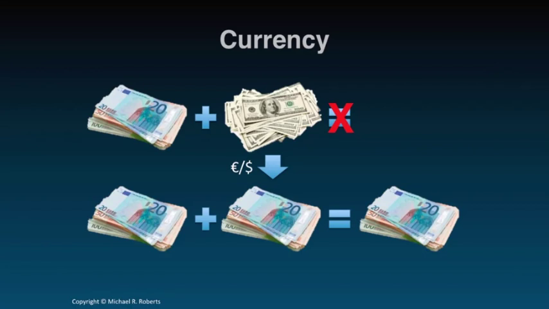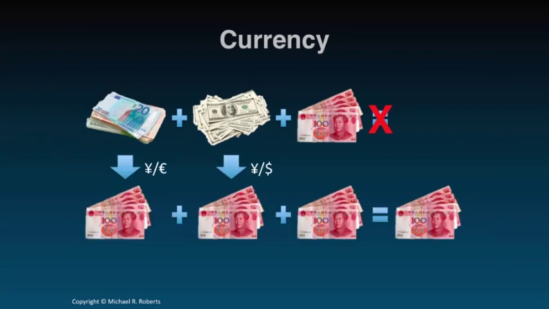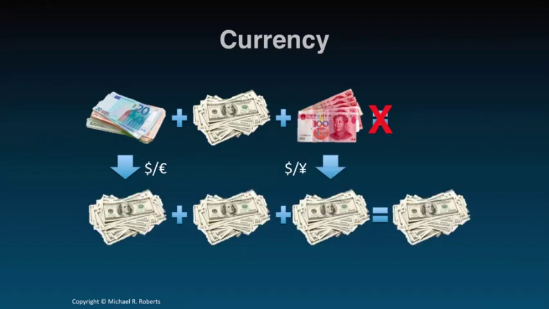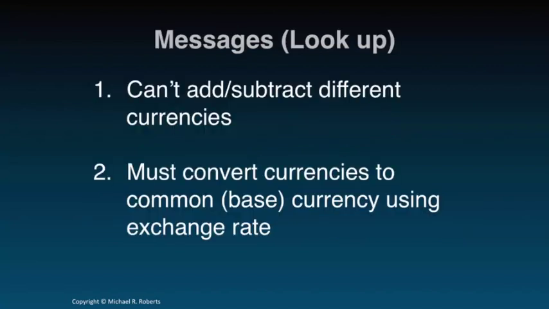And there's nothing special in this example that there's only two currencies. If I had three currencies, euros, dollars, and yuan, I would have to convert two of the currencies into one base currency, whether it's yuan, dollars, or euros, using the appropriate exchange rates in order to answer the question how much money I have, or in order to add the different currencies. So what's the message? Well, look, we can't add or subtract different currencies. We have to convert the currencies to a common base currency using an exchange rate.